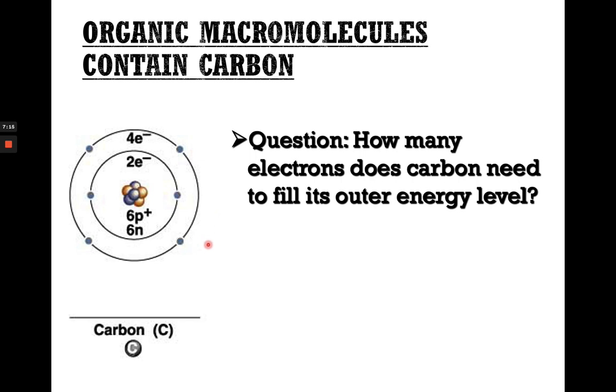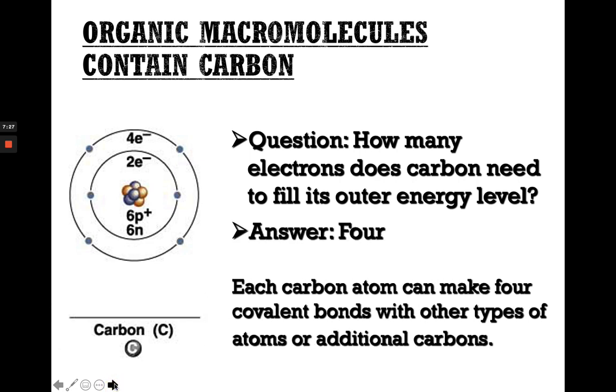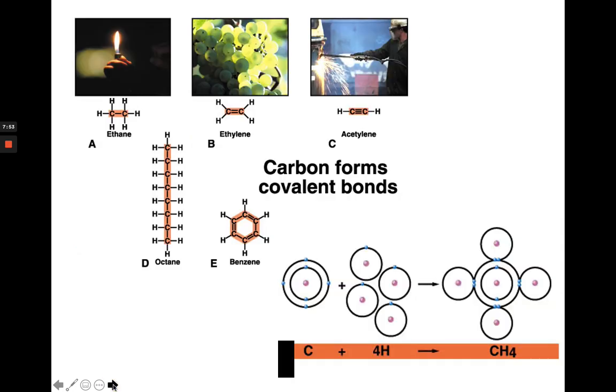And I don't know if you can remember how many there should be in that outer energy level, but there should be a total of 8, which means we would need an extra 4 electrons there. So each carbon atom can make 4 covalent bonds with other types of atoms or additional carbons, simply because it needs 4 extra electrons to bond with those original 4 and make structures. So that's one thing we want to keep in mind: carbon likes to make 4 bonds all the time. Here are some examples of the 4 bonds that carbon can make.